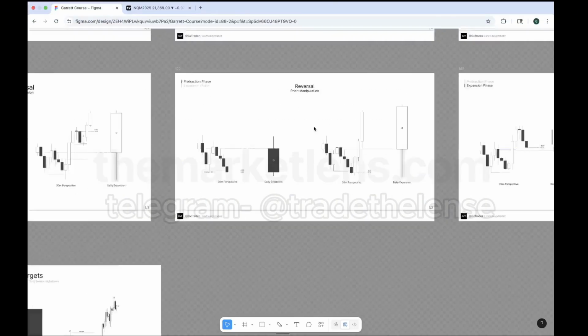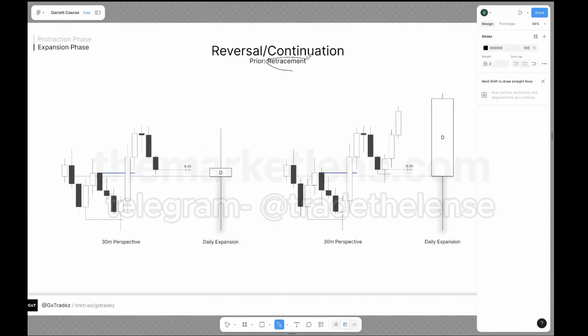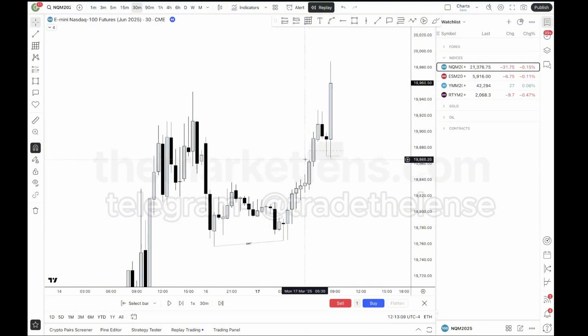gap, right? So if we go back to our little thing, if prior to the driver we already retraced, then we should just expand. You know what I'm saying? You see how consistent this is, right? Because the low of day is already put in. We want these gaps to hold.